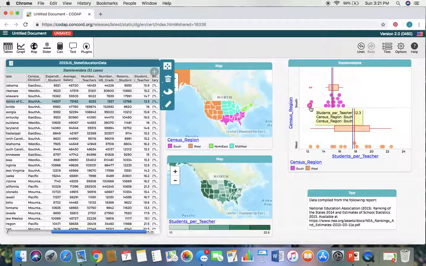By the way, look at this. This is interesting. The District of Columbia had the highest teacher salary and has the lowest student per teacher ratio. So if you're judging by these two, that one state-district is looking pretty darn good.